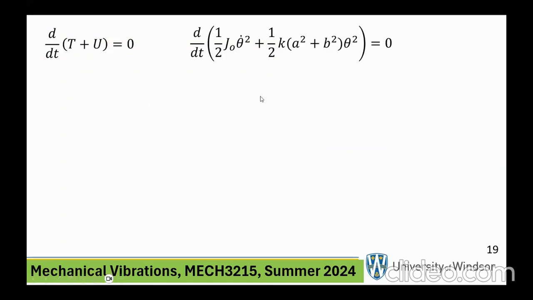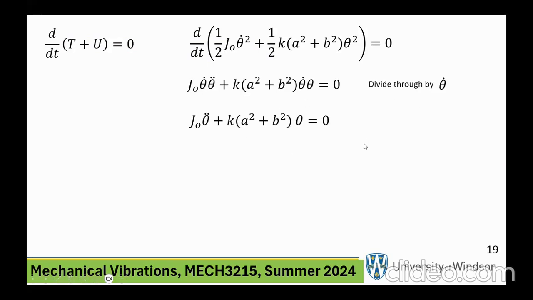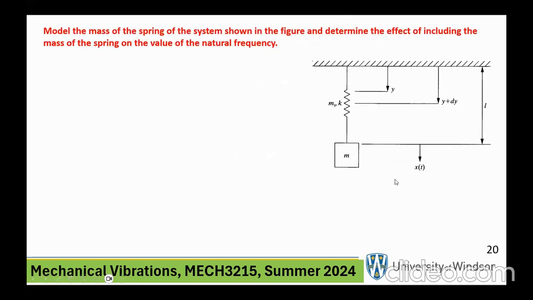Just write it down and patiently differentiate this thing. When you differentiate theta dot squared, remember you get 2 theta dot theta double dot, but the 2 kills this 2, etc. Here's the mother of all equations, divided by theta dot, of course. Here's the natural frequency, the same thing that I got last week.